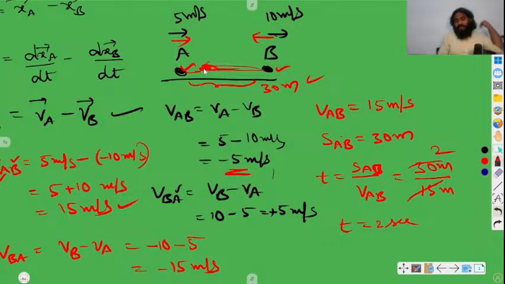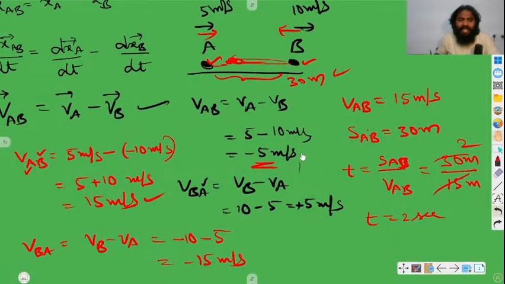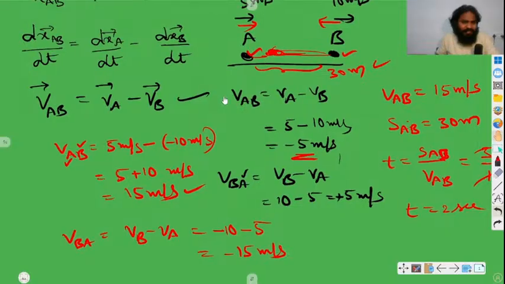So this is how they can ask questions on relative velocity. At the same time, what we have solved now are independent relative velocities, which means they do not depend upon some other frame of reference. Now, coming to the second type of questions, dependent relative velocities, right?